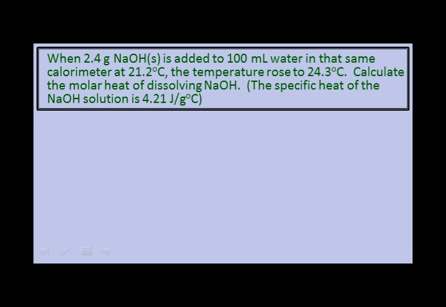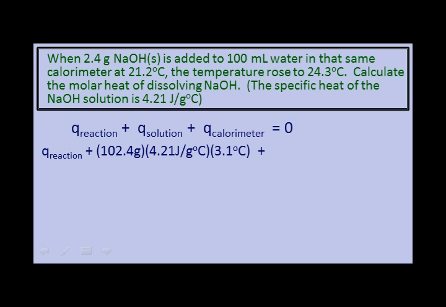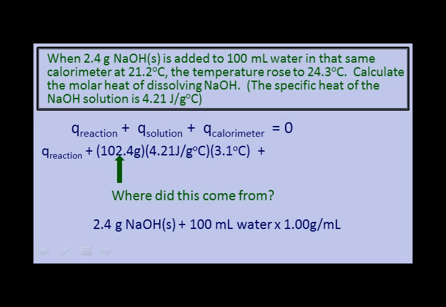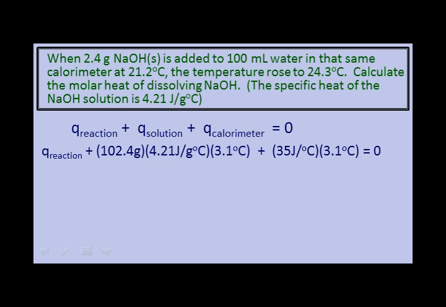So what is the equation that we're going to write? Well, I see it like this. The Q for the reaction, so we have the heat that is given off by the reaction, is being picked up by the solution and the calorimeter. So we have the Q for the reaction plus the Q for the solution plus the Q for the calorimeter must be equal to 0. Okay, the Q for the reaction plus 102.4 grams. Now, where did that come from? That came from the 2.4 grams of sodium hydroxide solid and the 100 milliliters of water at 1 gram per milliliter. So that's where we get the 102.4 grams, the mass of that solution, times its specific heat, times 3.1, plus 35 joules per degree Celsius times 3.1 degrees Celsius.